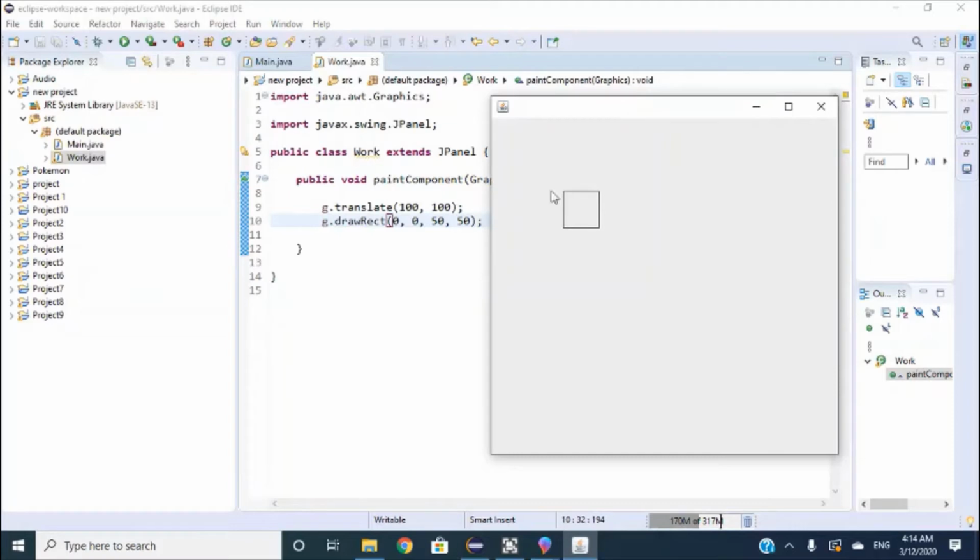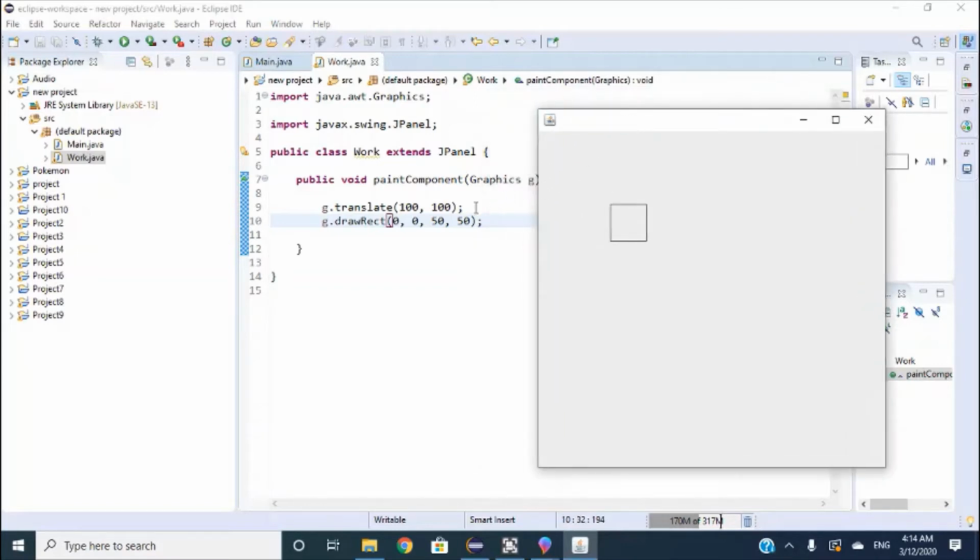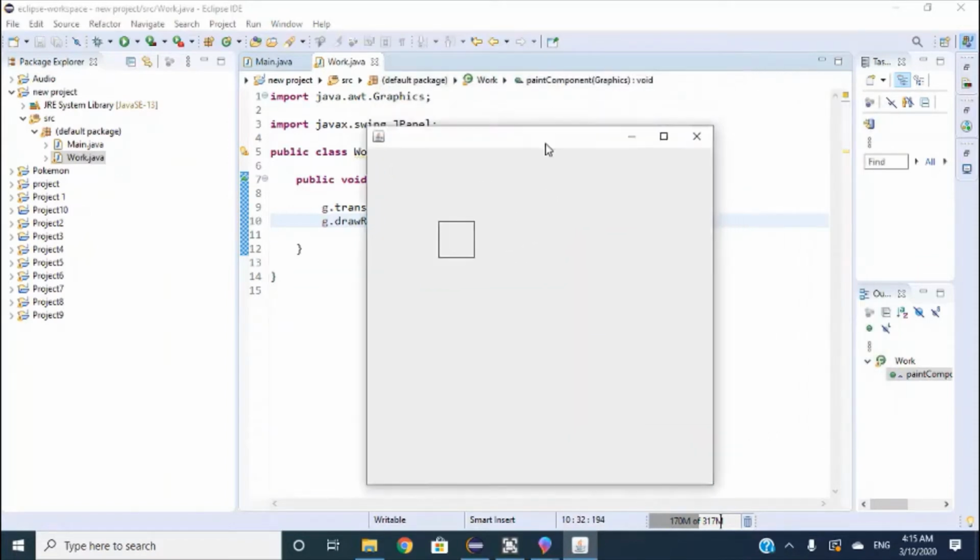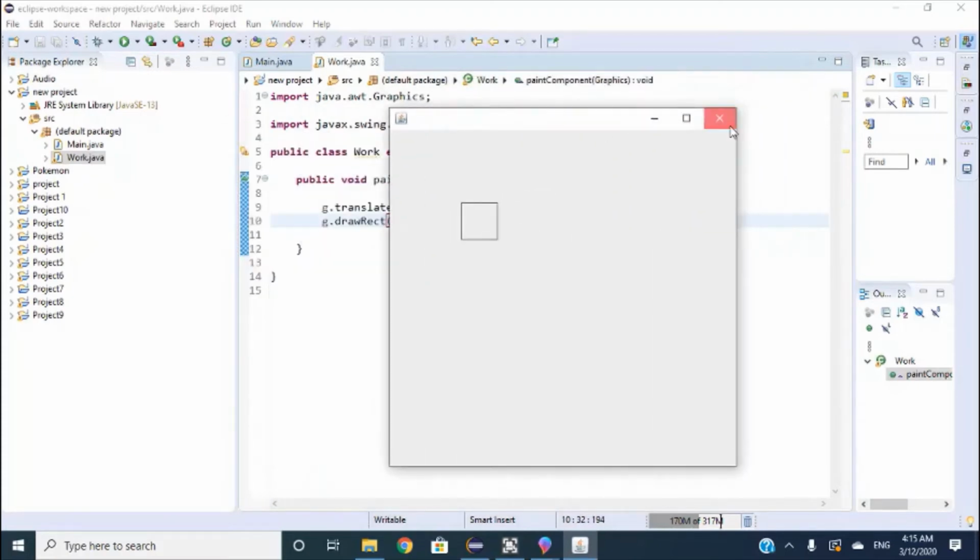So it appears in the middle of our screen, or sort of in the middle of the screen. Normally, the rectangle should be right in the corner because we put the x coordinate to 0 and the y coordinate to 0. So normally it should be right there in the corner. But because we shifted the axis 100 to the right and 100 down, it appears there. Now, that could be very helpful in a number of scenarios.